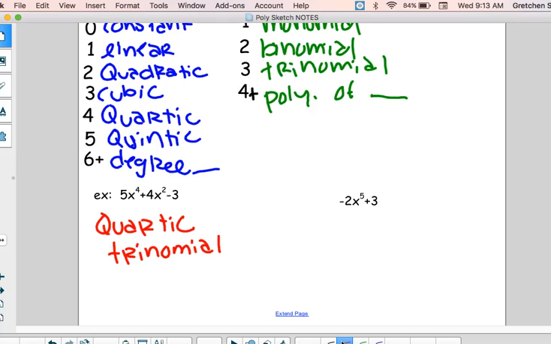On the next one, what's its highest degree? 5. So it's quintic. And then how many pieces? 2. So it's a binomial. Both of these are in standard form. How do you know they're in standard form? They don't have any parentheses. So standard form, just look for the highest one. Name. So that is classifying polynomials.